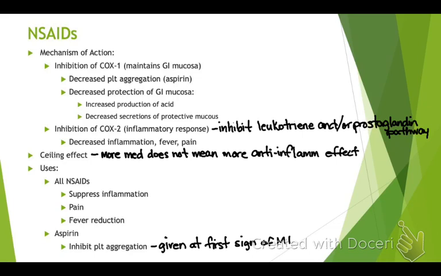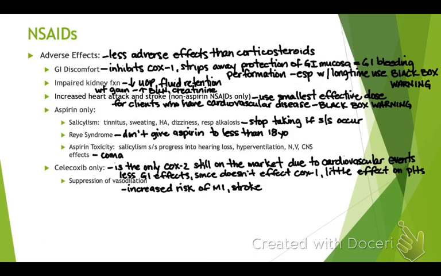Why we use NSAIDs? All NSAIDs will suppress inflammation. They will provide pain relief and fever reduction. Aspirin is one of those NSAIDs that also has an added feature of inhibiting platelet aggregation, which is why we give it at the first sign of an MI, because it does help with platelet aggregation, and most of the time MIs are usually caused by some type of clot, and so it can help to prevent or at least reduce the signs of that MI. So those are most of the main uses for NSAIDs.